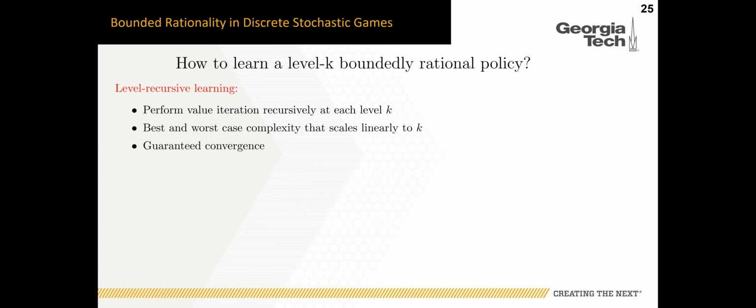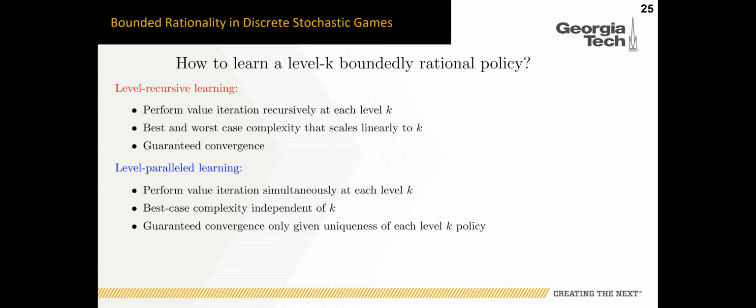Classical things in learning are value iteration and policy iteration. So we will see how we can adapt value iteration and policy iteration to learn these level-K bounded rational policies. For the first one, we will call it level recursive learning. We will do value iteration recursively at its level K. The best and worst case complexity scales linearly with K, which is the level. And of course, we have guaranteed convergence. Then we will propose a level parallel learning, where we perform value iteration simultaneously at each level K. The best case complexity is independent of the level K. And of course, here we have to pay a price, because the guaranteed convergence is only given uniqueness of its level-K policy.